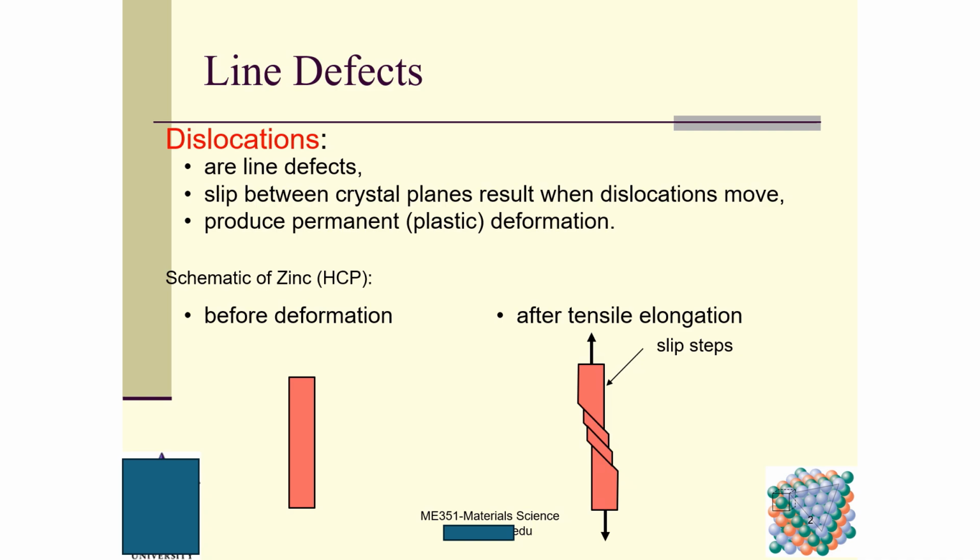Line defects, and you can see here dislocations. For dislocations, they are typical line defects. Dislocations are line defects, and they slip between crystal planes. Plastic deformation results when a dislocation moves between crystal planes. When the dislocation moves, it produces permanent plastic deformation.